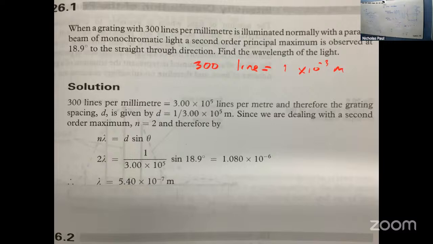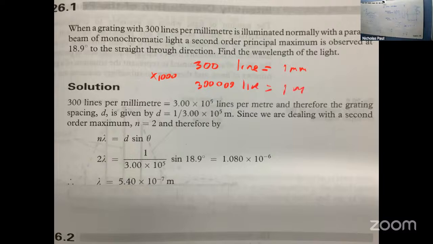You can figure out, if you have 300 lines in a millimeter, how many lines in a meter? How many millimeters in 1 meter? Peter? How many millimeters in a meter? 1,000. So you multiply by 1,000, and you'll get 300,000 lines in 1 meter.